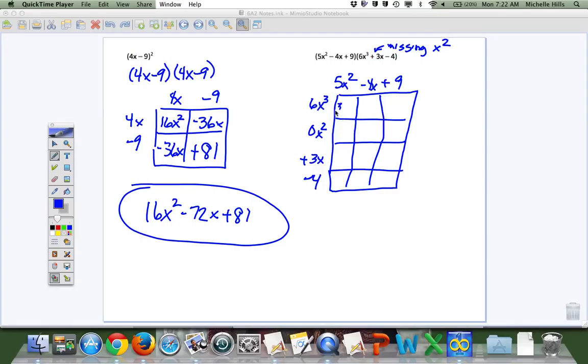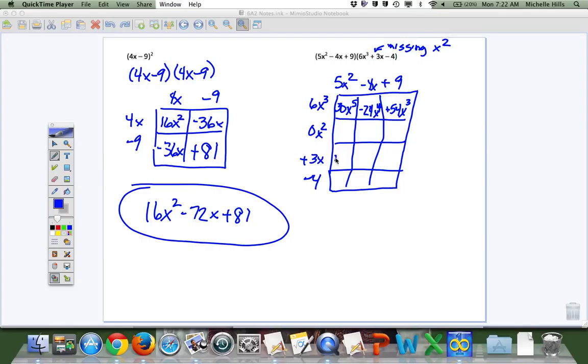So 6 times 5 is 30. Think about your x's. You had 3 x's multiplied together, then you're multiplying by another 2 x's. That's 5 x's total multiplied together. 6 times negative 4 is negative 24. 3 x's multiplied by another x is 4 x's multiplied together. 6 times 9 is a positive 54. And then I have this x cubed with nothing else to multiply it by. I'm just going to leave this blank.